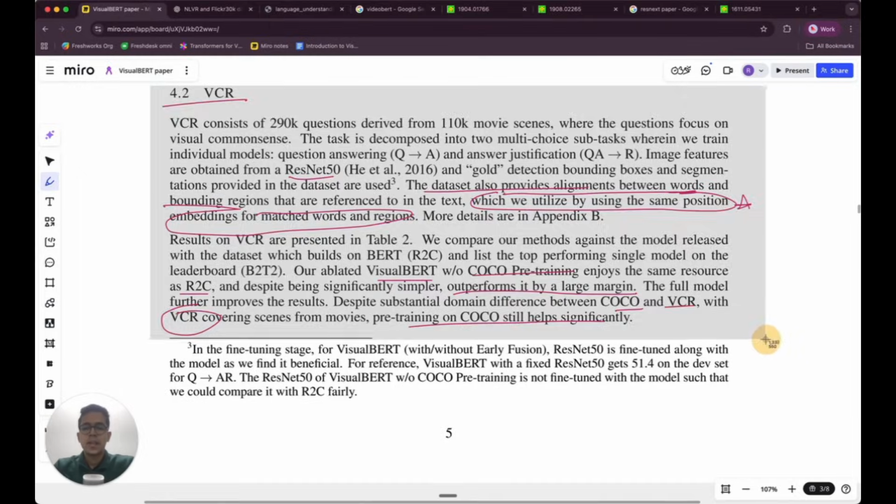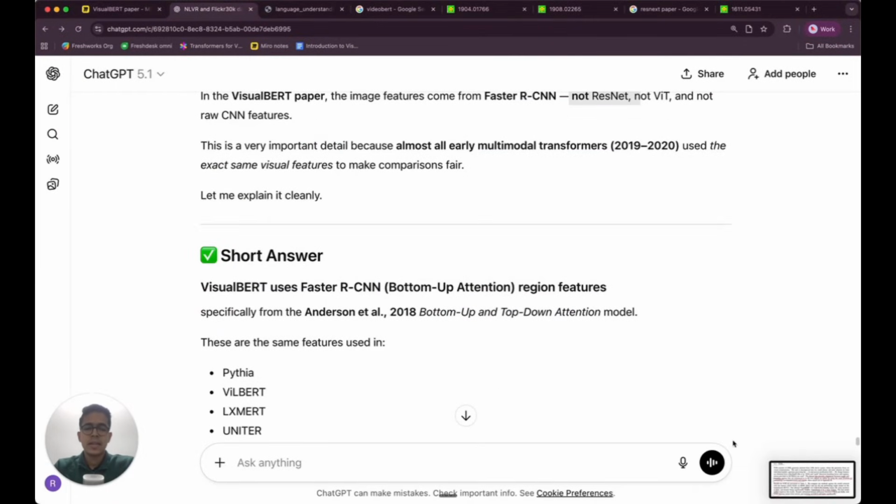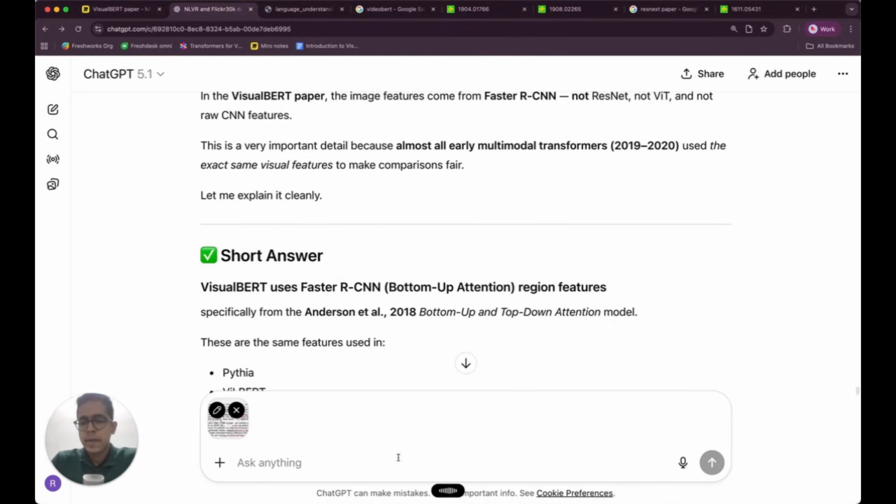Let's do one thing. I'll just put a screenshot to ChatGPT. I just want to understand the dataset a little bit. So can you explain the dataset to me? How do you construct the reasoning from visual? I just want to know how the ground truth data looks like.